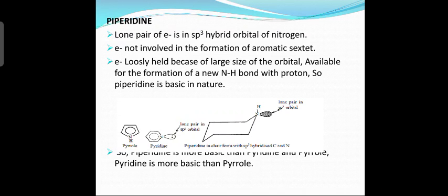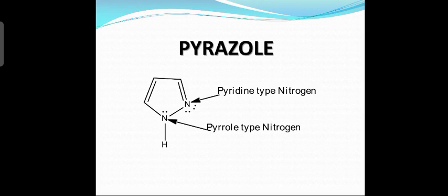So you can see here the lone pair of electrons present in sp3 hybrid orbital of piperidine. So electrons are not involved in the formation of aromatic sextet. Electrons are loosely held because of the large size of the orbital, available for the formation of new NH bond with proton. So piperidine is basic in nature. This is pyridine, lone pair of electrons in sp2 orbital. This is pyrrole. Next, let us see pyrazole.